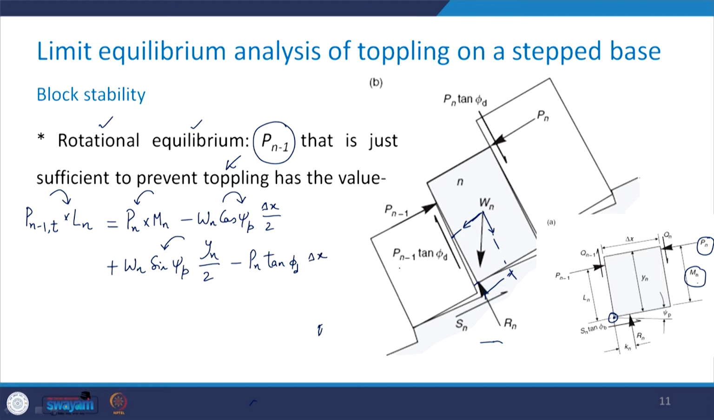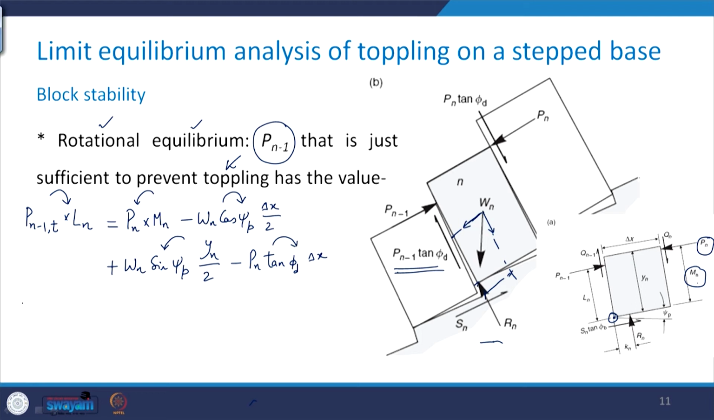What about this Pn minus 1 tan phi d? Because it is passing from this, so it will not have any kind of rotational moment there. So, this is what is going to be in this direction.